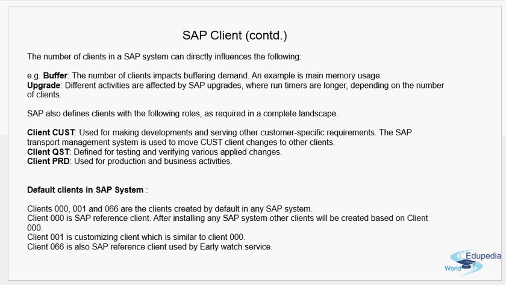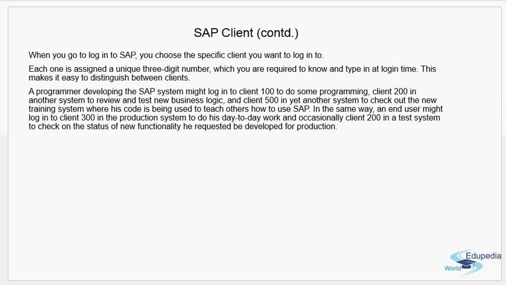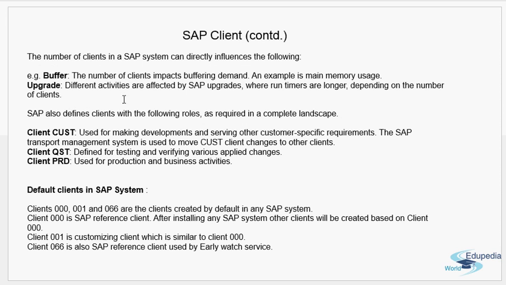A client is nothing but a 3-digit number, which you should know when you log into an SAP system. We also have different client roles, like customizing, QST and production. In the production system, you set the client role to PRT, whereas in the development system the client role is customizing. In the quality system, it's kept as QST. And when an SAP system is created, we have these default clients 000, 001 and 066.